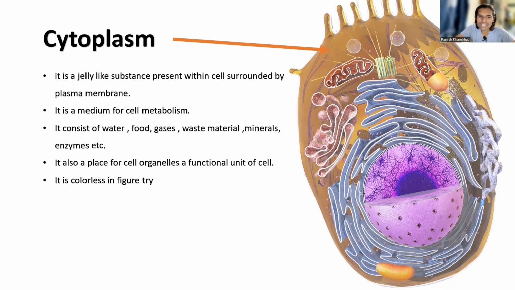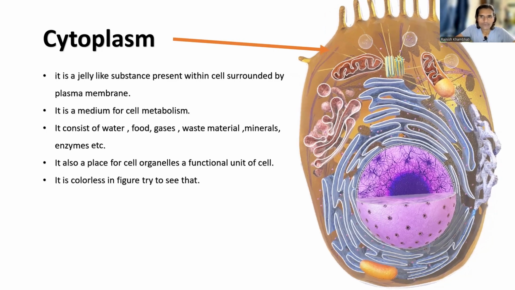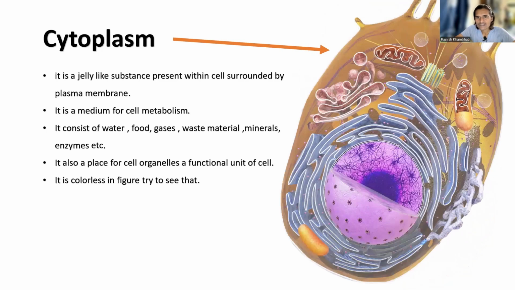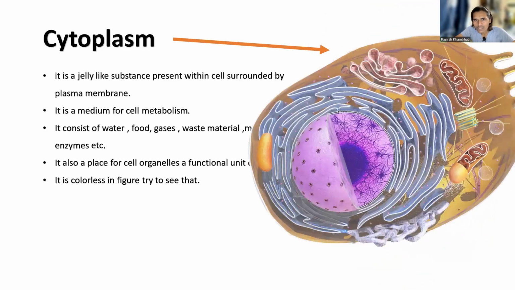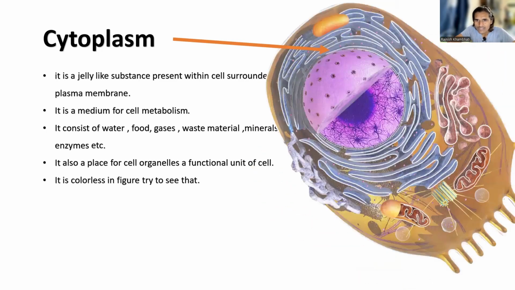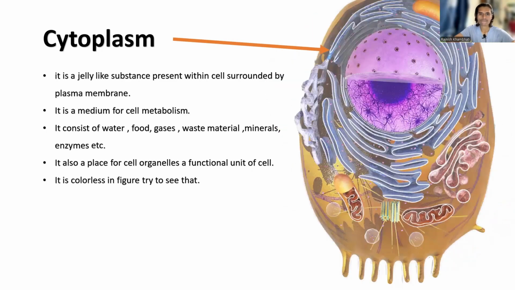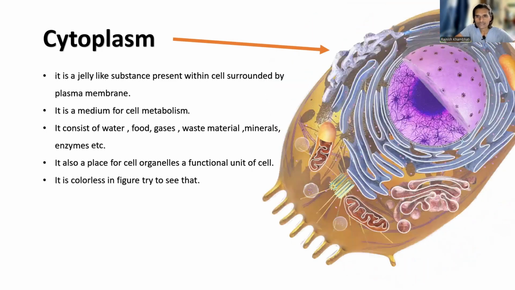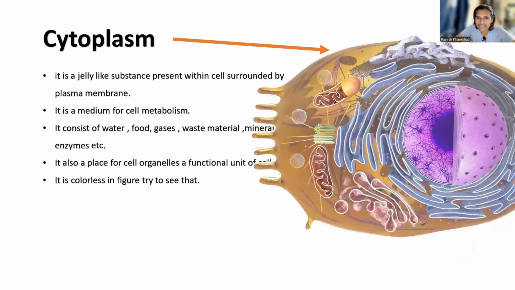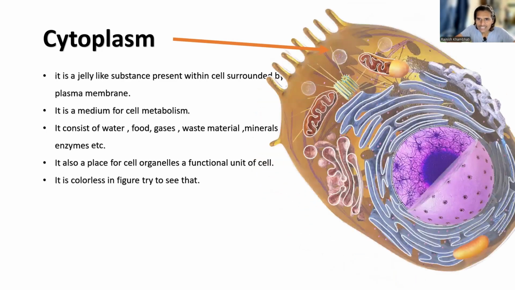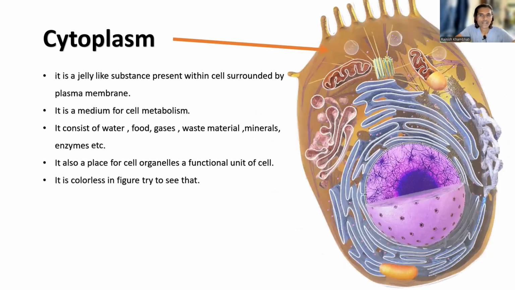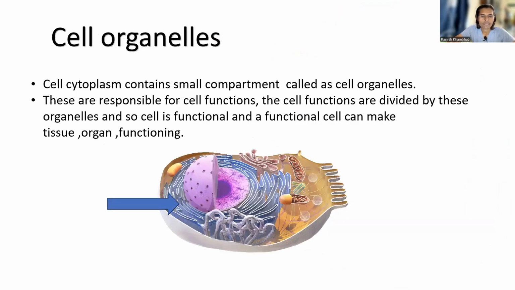The cytoplasm is a colorless structure. In the figure you can see it looks like glass. See, this is a nice animation view. Maybe you are able to see that. Everywhere, this glass-like, jelly-like structure is the cytoplasm. So cytoplasm is over.